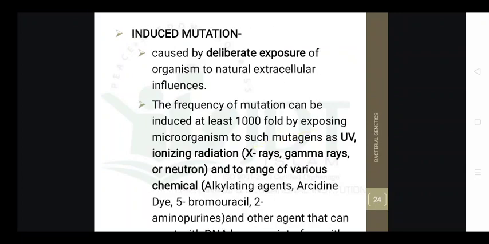Now, induced mutations are caused by deliberate exposure of the organism to extracellular influences, and they can be induced by some substance or radiation, which is known as mutagens. Mutagens are the agents used to induce mutation, and they are of two types: radiations like X-ray, gamma rays and neutrons, and chemical agents like alkylating agents, acridine dye, bromouracil, and 2-aminopurines.